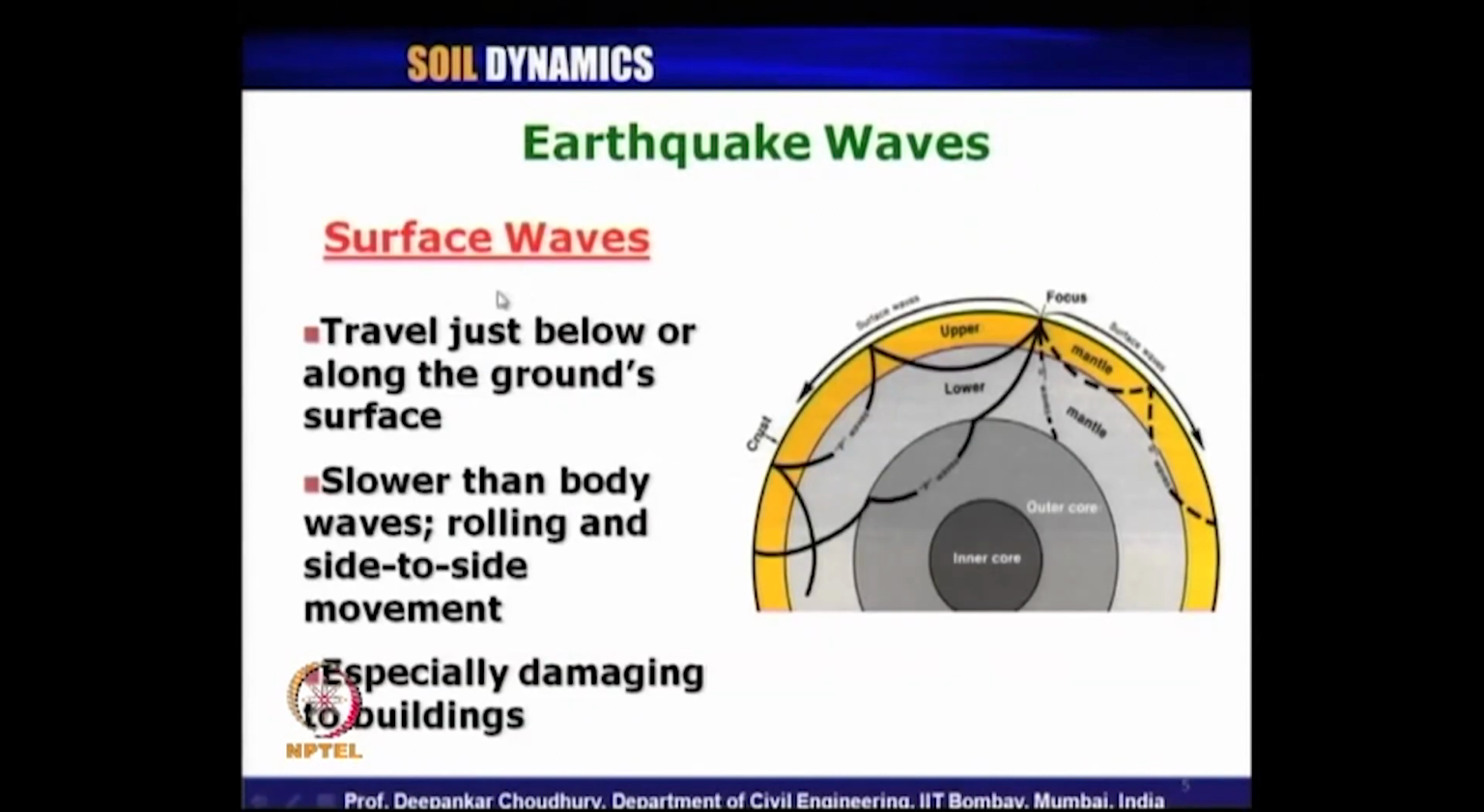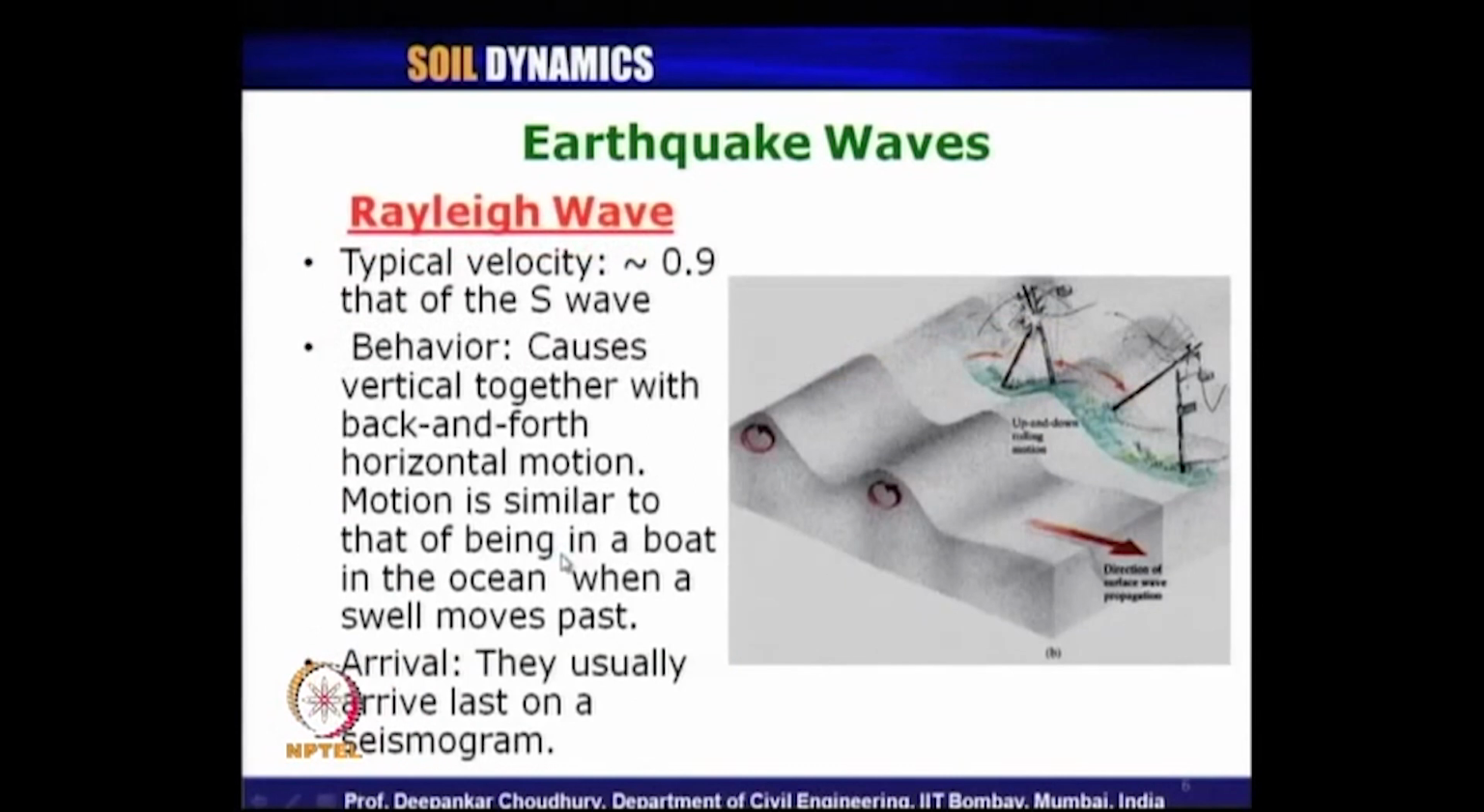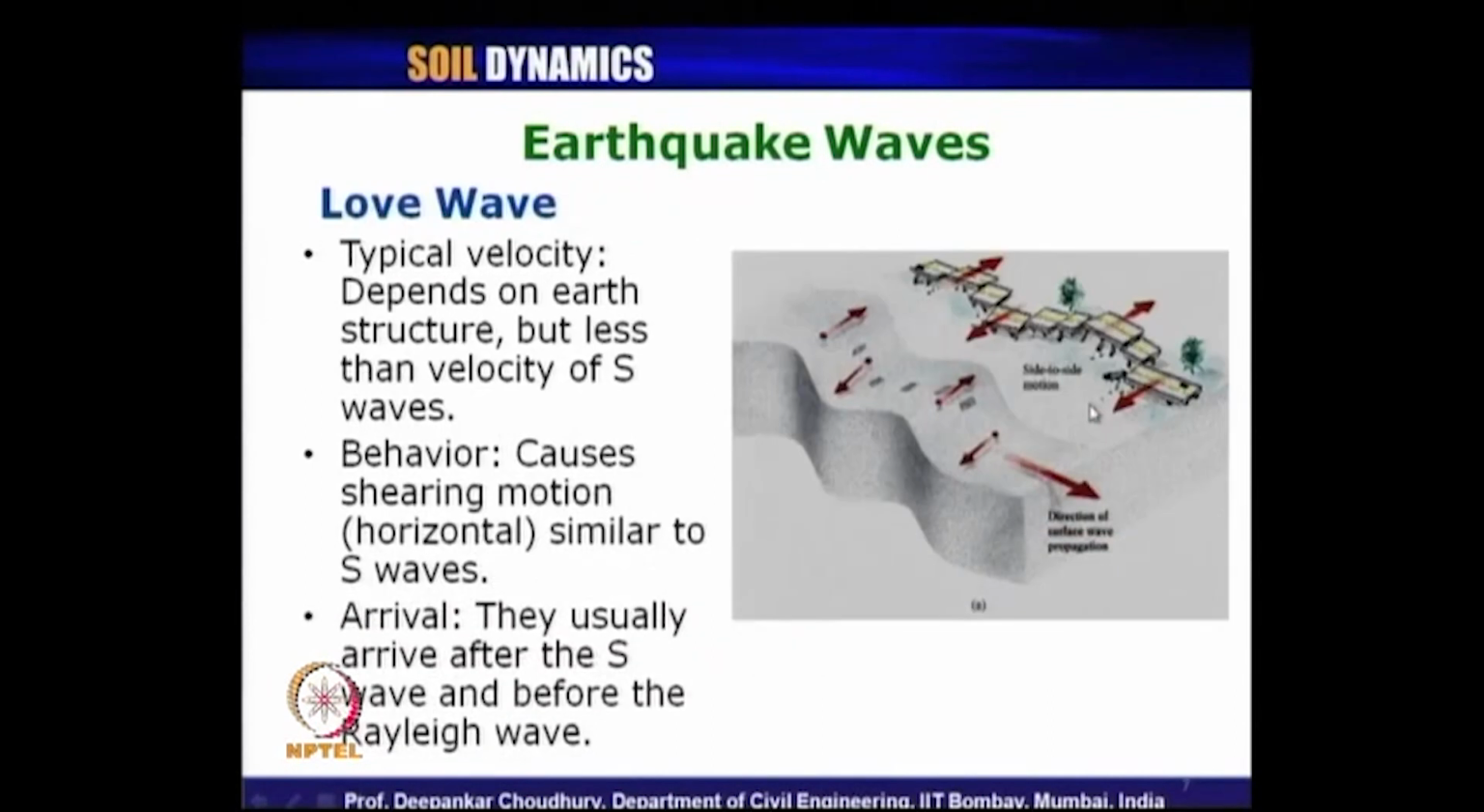Then we have seen surface waves which are traveling only within the earth crust and on the surface media. Then among the surface waves we have seen the characteristics of Rayleigh wave. The typical velocity of Rayleigh wave is about 0.9 times of shear wave velocity, and the behavior also we have seen. Then another type of surface wave is Love wave. The wave velocity for Love wave is again lesser than secondary wave or shear wave, but it is higher than the Rayleigh wave.